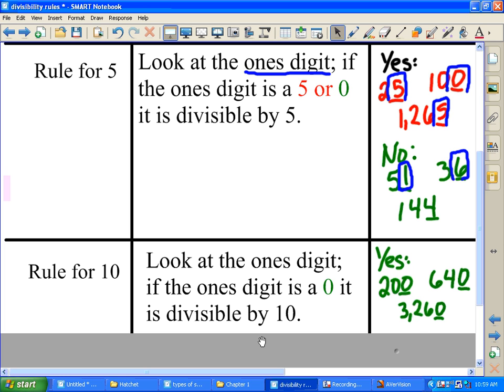So when you look at the examples, 200, the ones digit in 200 is a 0. So the entire number is divisible by 10. So I can divide it by 10 without a remainder. 640 ends with a 0. So the number is divisible by 10. 3,260 ends with a 0. So the entire number is divisible by 10.